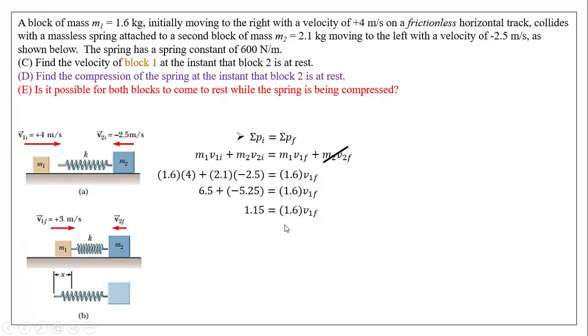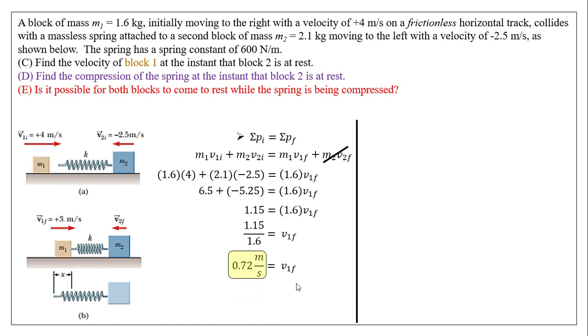And then to get V1F by itself, you would just divide both sides by 1.6, and that will give you a value of about 0.72 meters per second. Because it asks for velocity, make sure you include your direction in your statement. So I would say that the final velocity of block 1 when block 2 comes to a stop is positive 0.72 meters per second, or 0.72 meters per second eastward in this case, because the block is still moving to the right after block 2 has come to a stop. Okay, so that is your answer for part C.